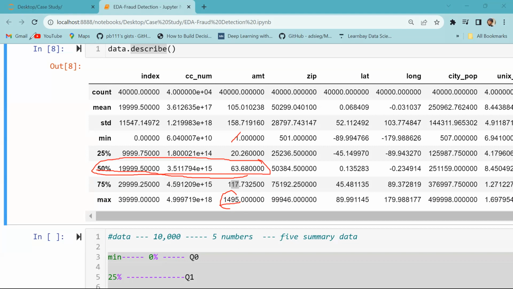So the middle number is not always the mean. We cannot quantify the middle number as always the average.